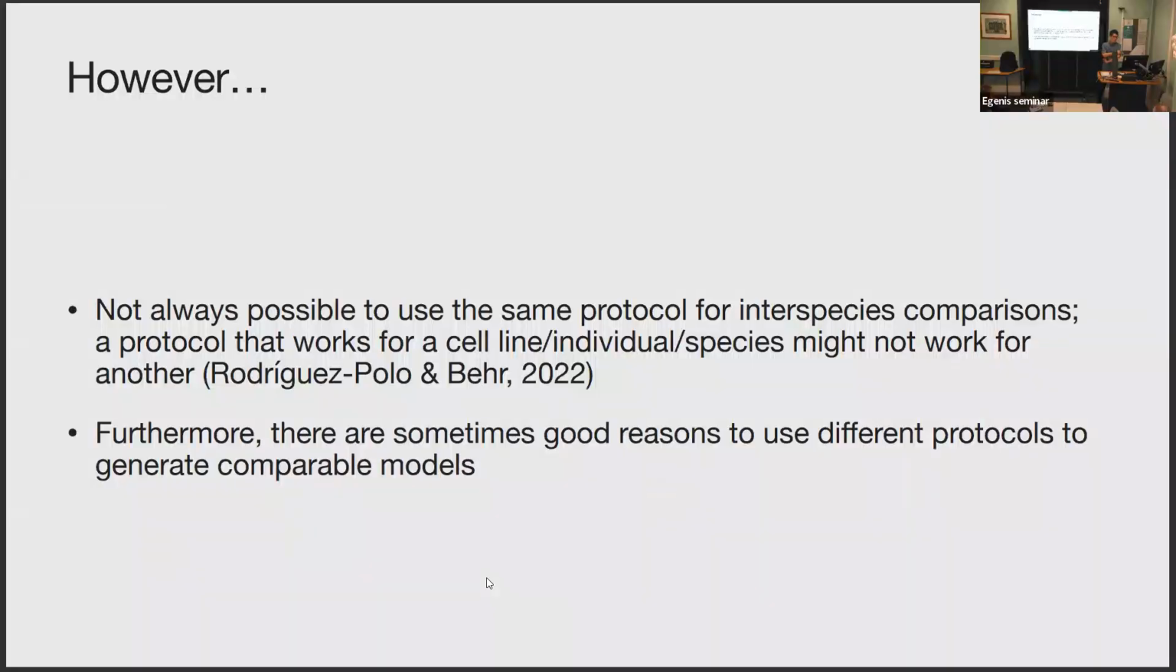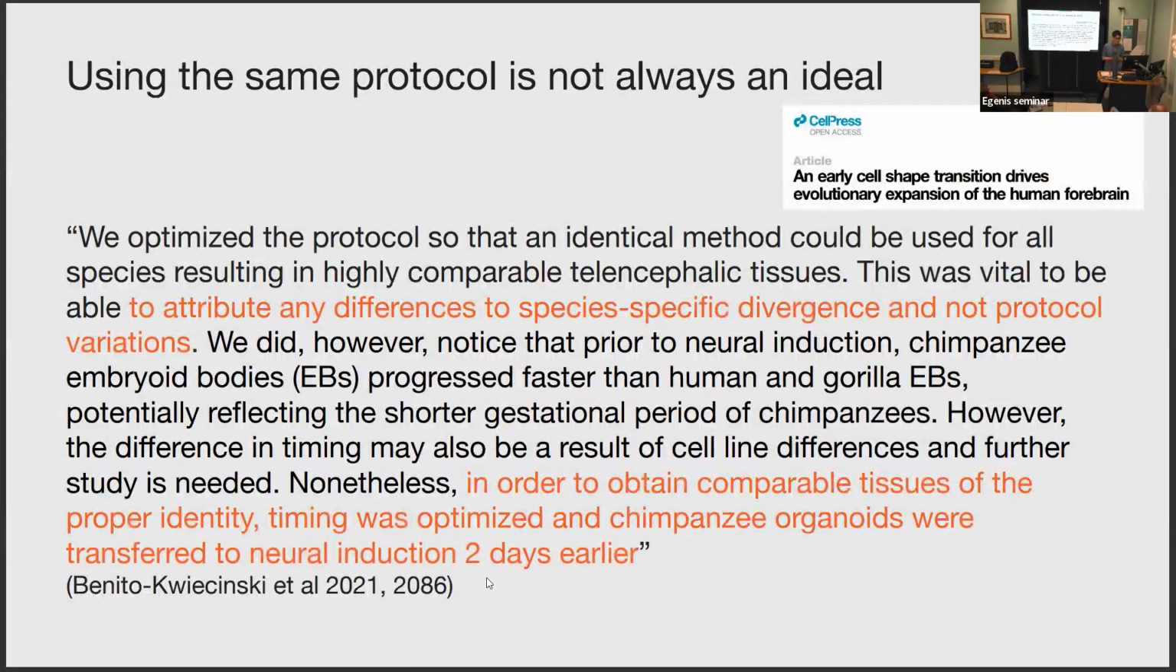Even beyond that, there are sometimes good reasons to use different protocols to generate comparable models. A suggestive quote is the latter half of this passage I have shown before. As I said, they optimized the protocol so that the identical method could be used for human, gorilla, and chimpanzee cells. But they noticed that prior to neural induction, at the early stage of organoid formation, chimpanzee embryonic bodies progressed faster than human and gorilla embryonic bodies, potentially reflecting the shorter gestational period of chimpanzees. However, the difference in timing may also be a result of cell line differences and further studies are needed. Nonetheless, in order to obtain comparable tissues of the proper identity, timing was optimized and chimpanzee organoids were transferred to neural induction 2 days earlier.